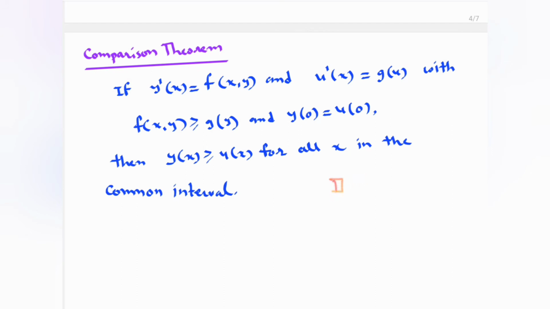The domain D is not explicitly given. It is only given that x is greater than 0, that is, it is an unbounded domain, so we cannot make any conclusion on the basis of this. So we will use this comparison theorem. It is a very important theorem for this question.